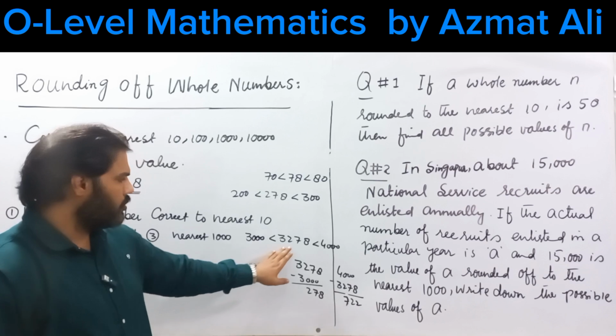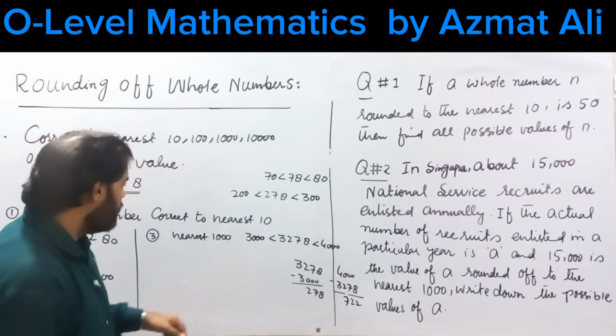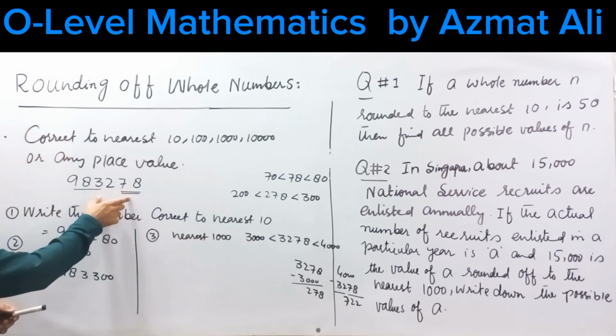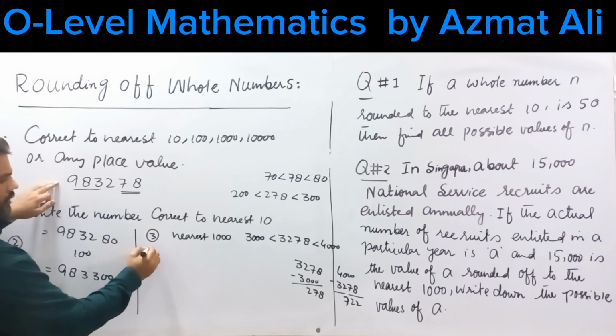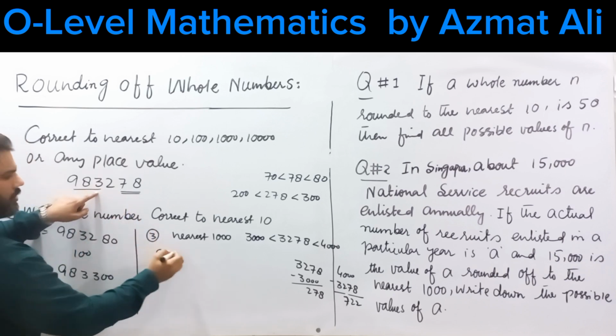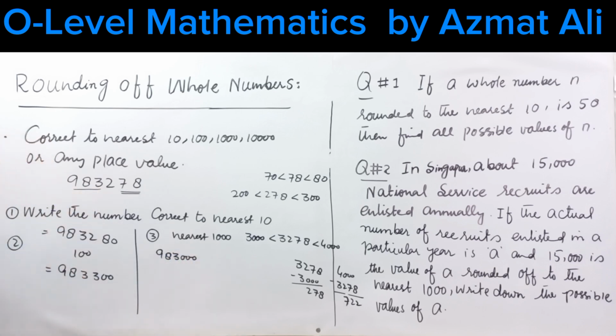In short, this number 8278 is closer to 8000. So we replace the last four digits for the answer nearest to 1000. The answer will be 98, and replace the last four digits only with 8000. So this is your answer.